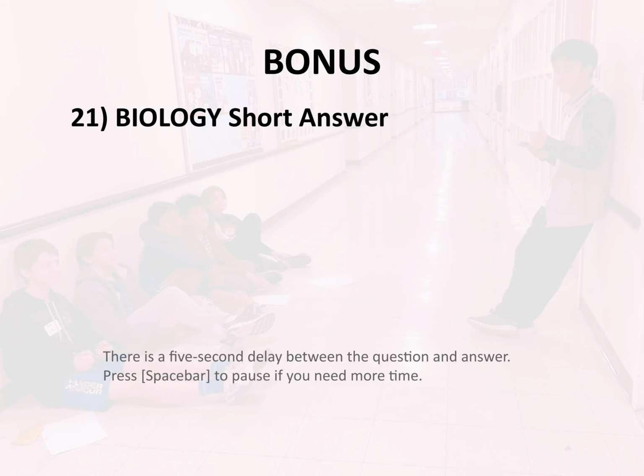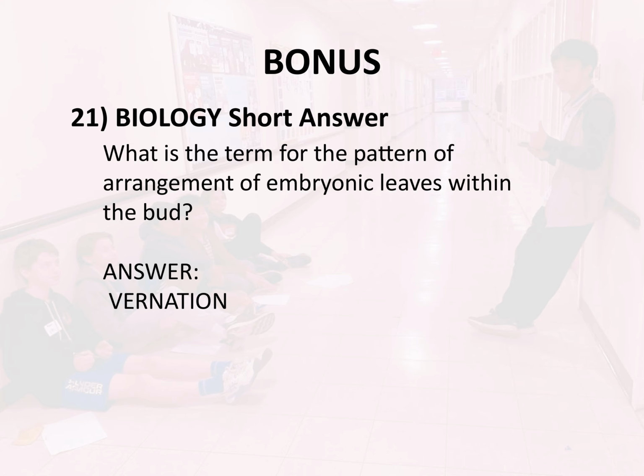Bonus, 21. Biology. Short answer. What is the term for the pattern of arrangement of embryonic leaves within the bud? Answer, vernation.